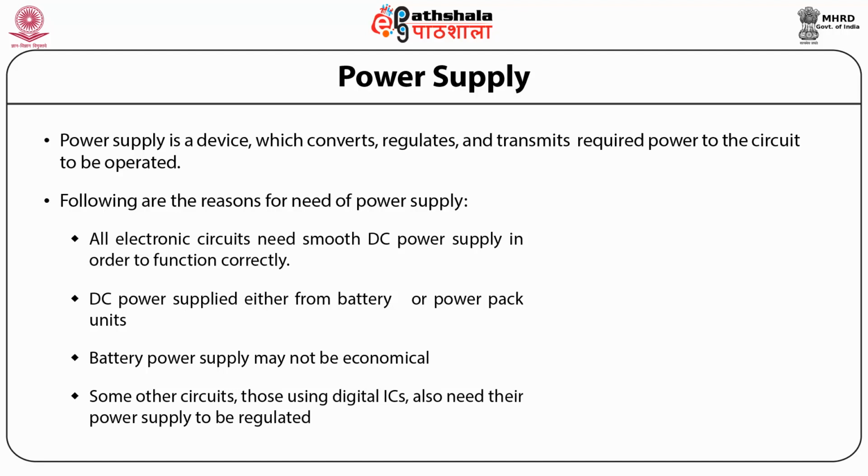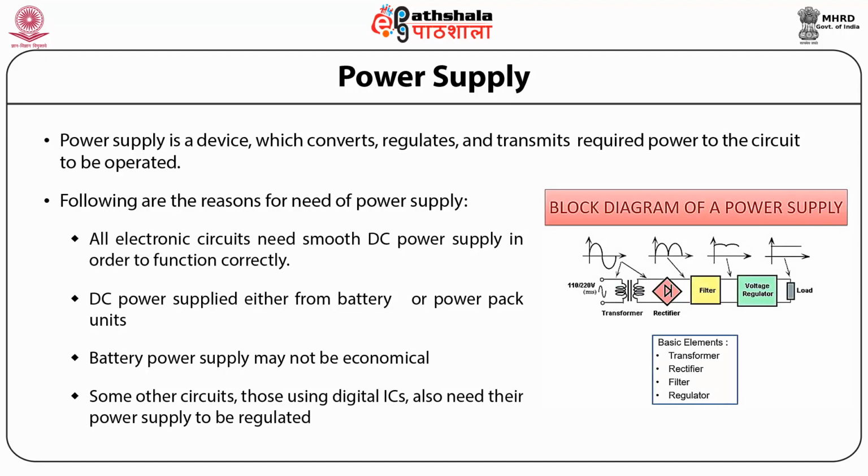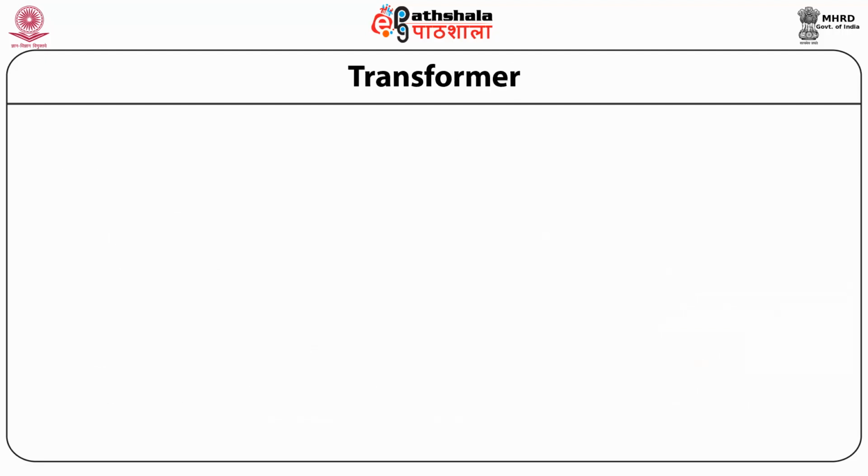So students, this figure shows the block diagram of a power supply which has the basic elements: first, transformer; second, rectifier; then we have a filter; and lastly the voltage regulator. Let us now discuss each element of a power supply one by one. First, let us discuss the transformer.